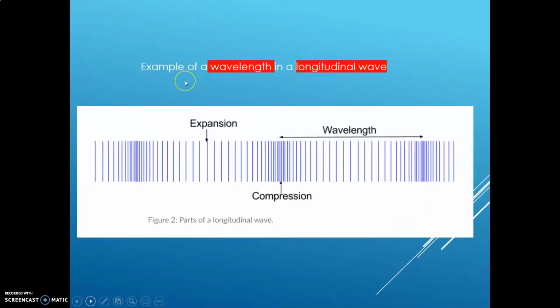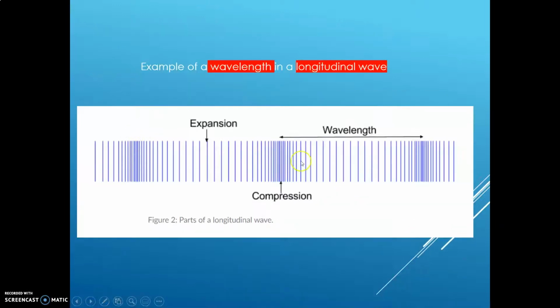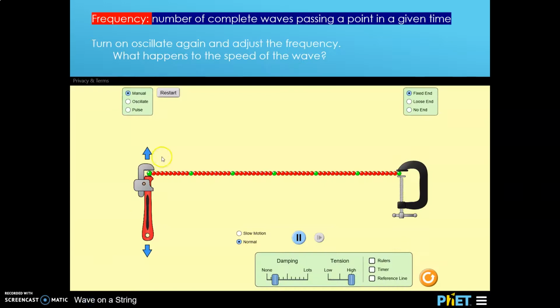All right. Here's an example of a wavelength in a longitudinal wave. So we saw that this is a transverse wave, and we saw the wavelength from crest to crest. Now here's a longitudinal wave, and they measure wavelength from compression to compression. So compression to compression is what you need to know. That's how they would measure the wavelength of a longitudinal wave.